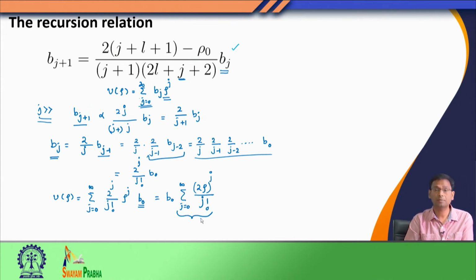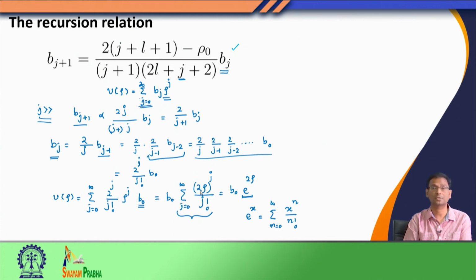When you look at this term, you would see, we know that we can write e to the power x as the sum of an infinite series, the sum of x to the power n divided by n factorial. When you look at this term, this would suggest that the function is B 0 into e to the power 2 rho, because I have x here as 2 rho. Now, this is happening when I am going for very large values of j.